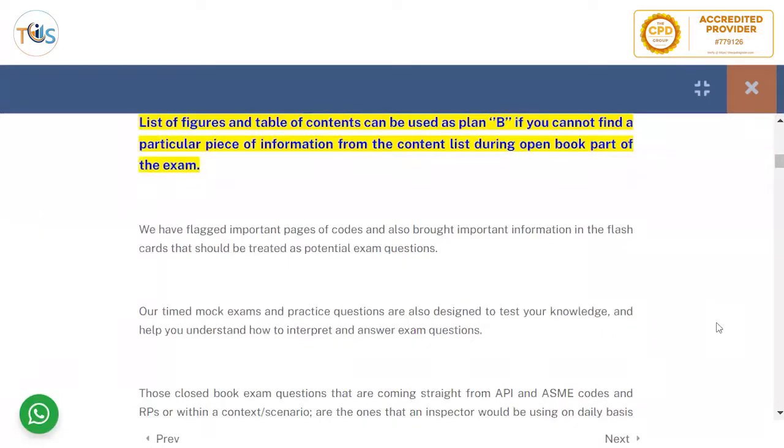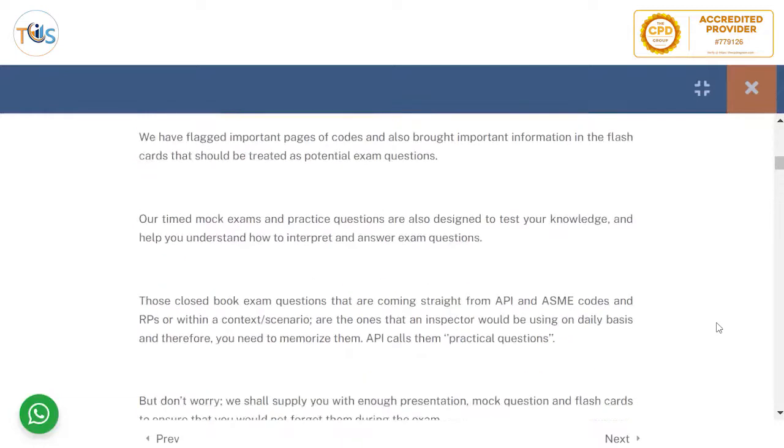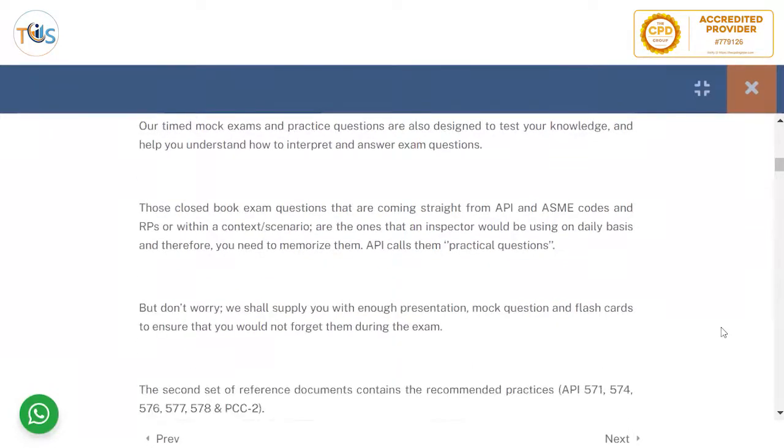We also have flagged these pages of codes and brought the important information into flashcards here. These should all be treated as potential exam questions. We have also timed the mock exams, complete with flagging button and tips wherever necessary, to test your knowledge and help you understand how to interpret and answer these exam questions.